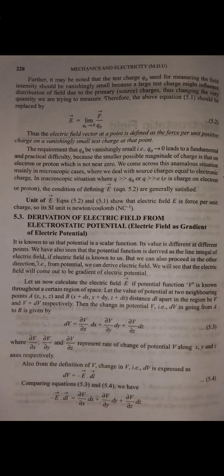The requirement that Q naught be vanishingly small, that is Q naught tends to 0, leads to a fundamental and practical difficulty, because the smallest possible magnitude of charge is that on an electron or proton, which is not near 0. We come across this anomalous situation mainly in microscopic cases where we deal with source charges equal to electronic charge. In macroscopic situations where Q is much greater than Q naught, or Q is much greater than the charge on an electron or proton, the conditions of defining E vector are generally satisfied.